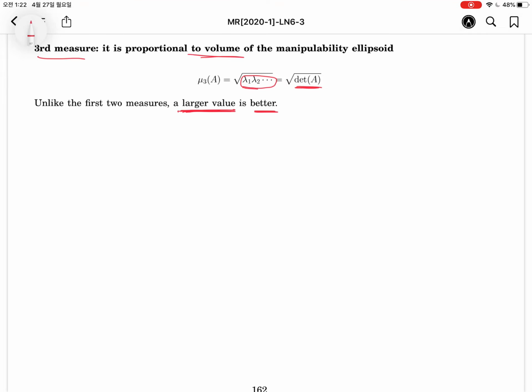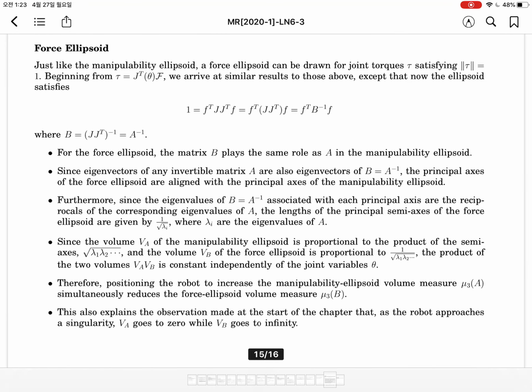In this case, you can use the first, second and third measure, but the first measure and the second measure are used to show a small number compared to the third measure. In the case of the third measure, a larger value is preferred, since a larger value shows good manipulability.